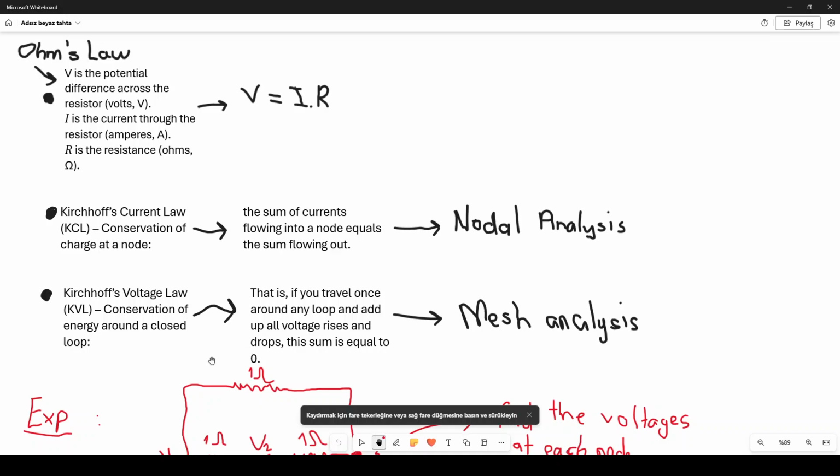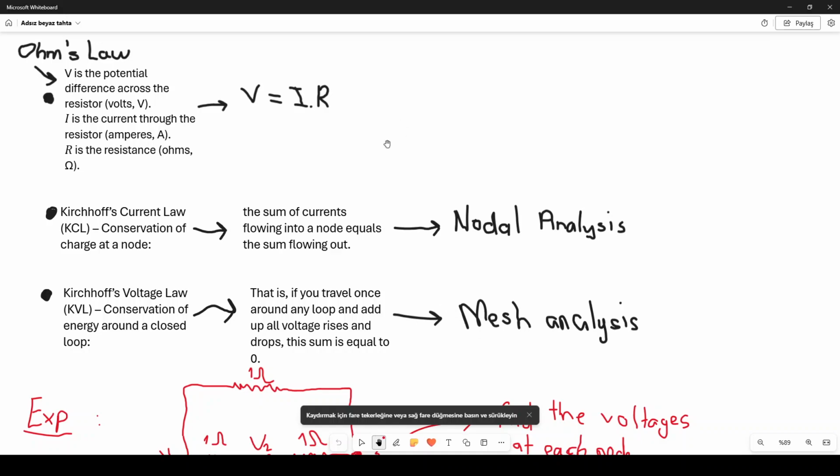Another law is called Kirchhoff's voltage law: if you travel once around any loop and add up all the voltage rises and drops, then this algebraic sum is equal to 0. So we have a loop here, and the algebraic sum of the voltage changes across this loop is equal to 0. This is also called the conservation of energy around a closed loop. In other words, Kirchhoff's rules state both conservation of charge at a given node and conservation of energy around a closed loop, depending on the type we analyze. The first one is called nodal analysis because we take into account the currents at a node. The second rule is called mesh analysis because this time we take into account the voltage drops or rises across a closed loop.